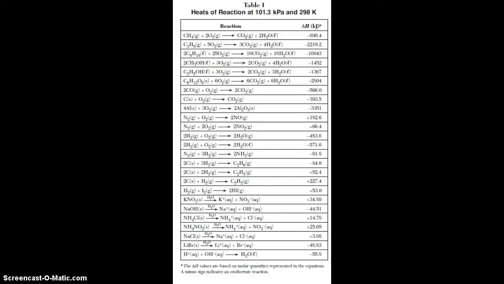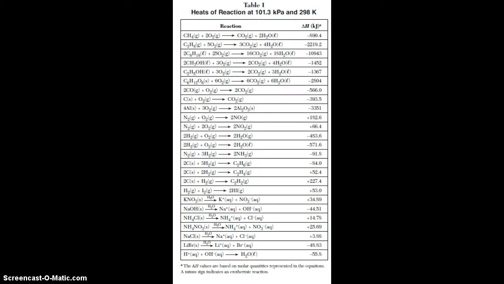Knowing how to use your chemistry reference tables can be a big help on the New York State Chemistry Regents exam. Today we'll take a look at Table I, Heats of Reaction, and learn how to use this table. Notice that the title says Heats of Reaction at 101.3 kilopascals and 298 K. Don't let that trip you up. Those are just standard conditions of pressure and temperature, which you can find on Table A.